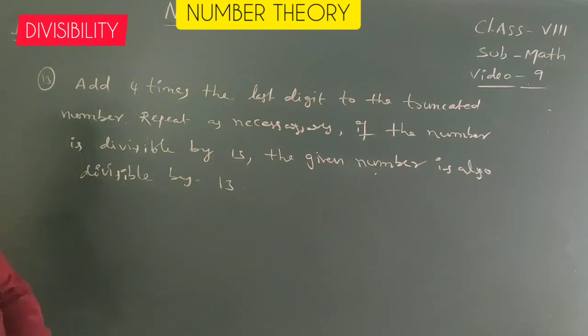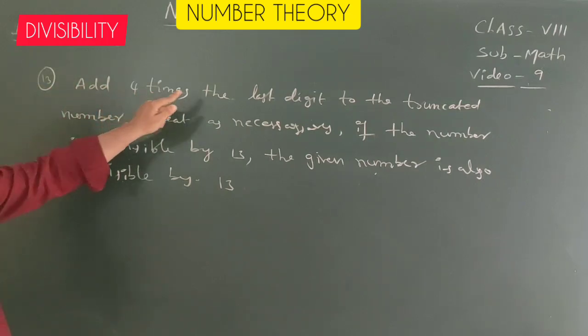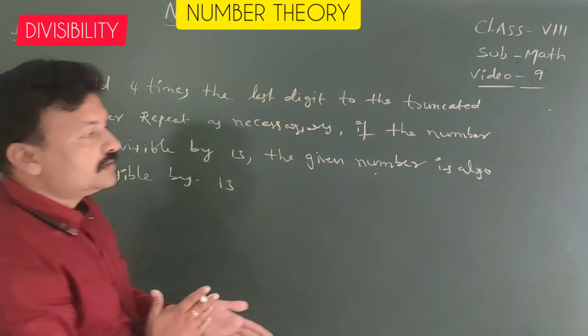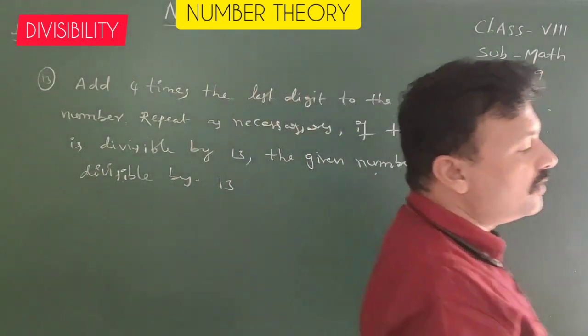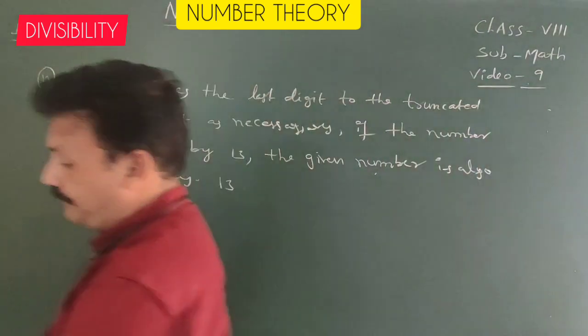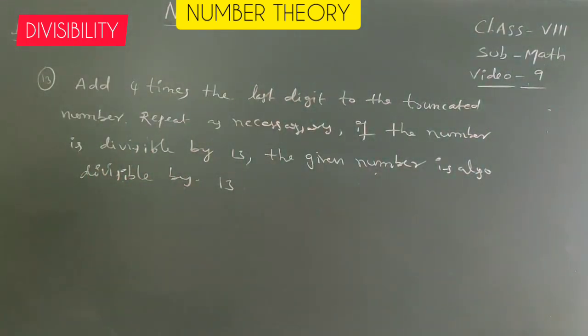For 7, subtract 2 times the last digit. For 13, add 4 times the last digit. The remaining process is the same. There, subtraction of twice the last digit; now, addition of 4 times the last digit. That is the only difference. The remaining process is the same. Now, I will explain an example.